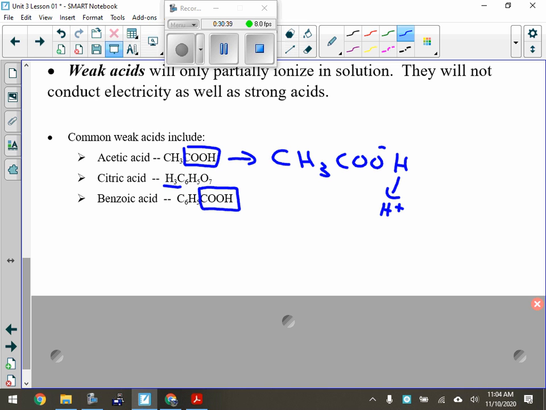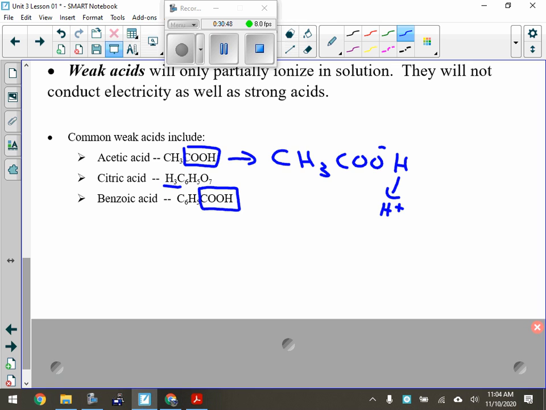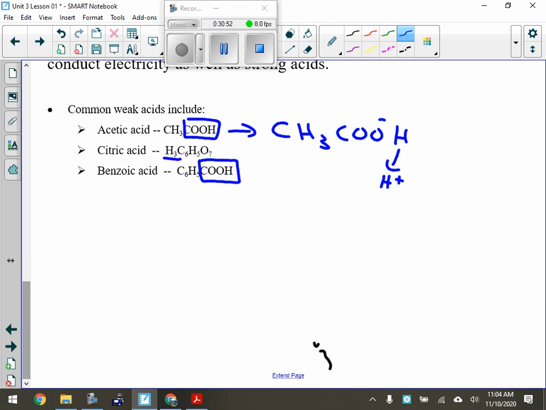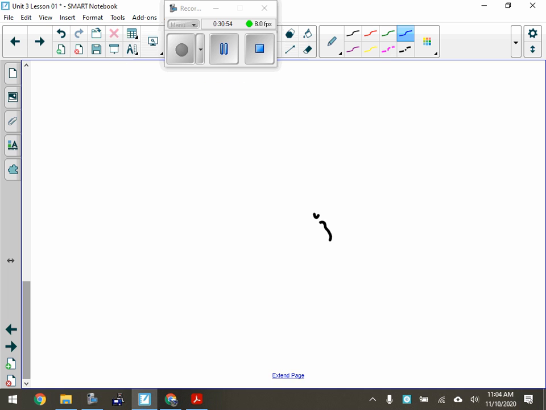Good? Okay? So that's the other way you're going to tell if it's an acid. I'm going to show you the exact same thing that I did with HCl, but I'm going to do this on a different level now. When we talk about weak acids, it says here that they only partially ionize. So what does that mean?